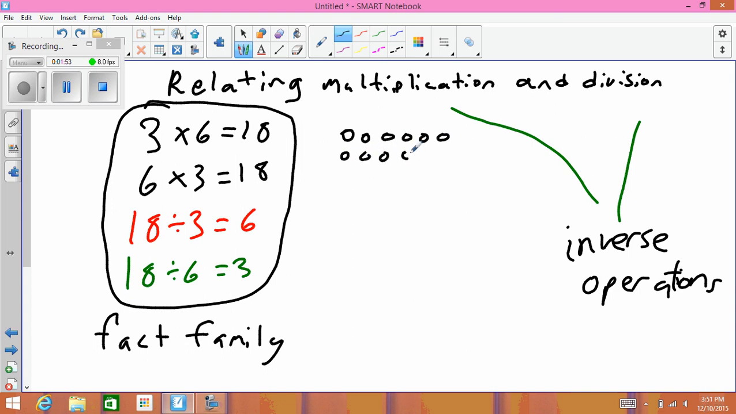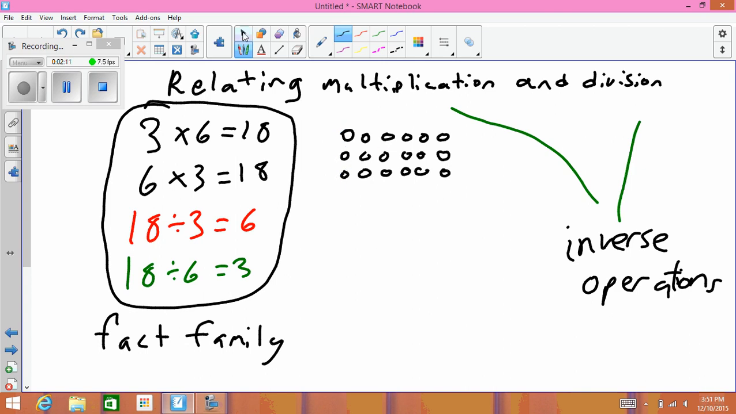And as you're building your array, try to keep them as organized as possible, especially since when you're making that bridge between multiplication and division, organization is very important. Okay, so this array shows 3 groups of 6. 1 group of 6, 2 groups of 6, 3 groups of 6, and that will total 18.